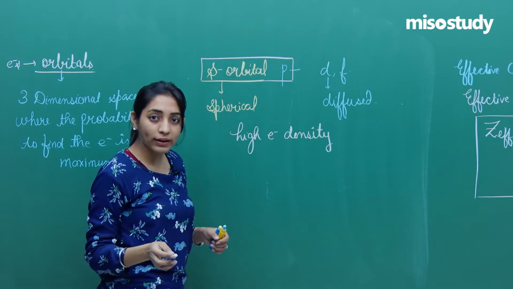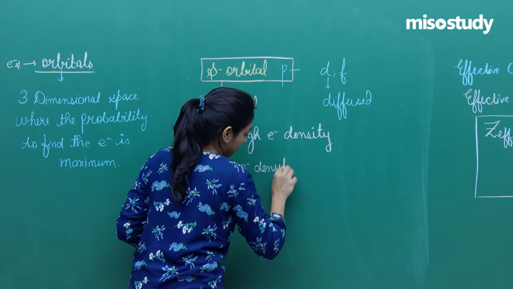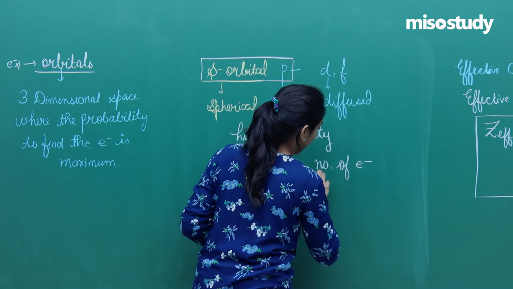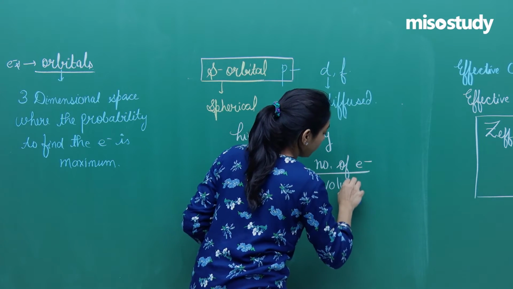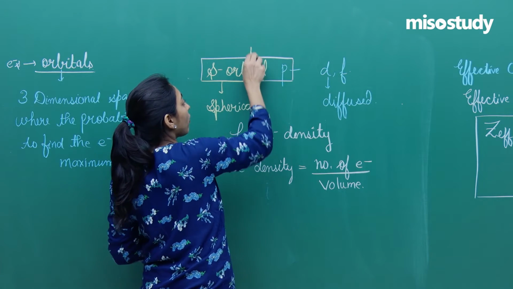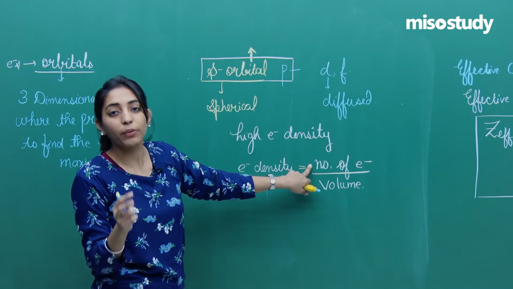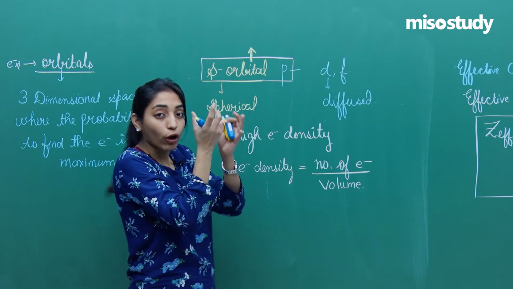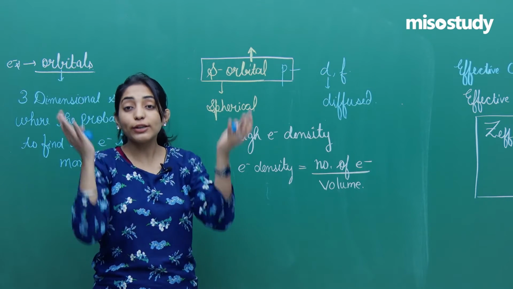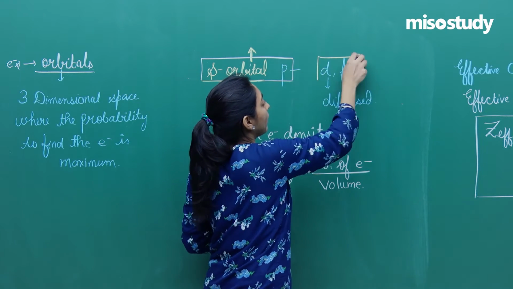Now what is electron density? Electron density is basically defined as the number of electrons per unit volume in which the electrons are present. So if I am talking about the electron density of s and p orbitals, the number of electrons in s is 2 and in p is 6, but the volume occupied by s and p is very less. So they have a huge electron density compared to d and f orbitals.